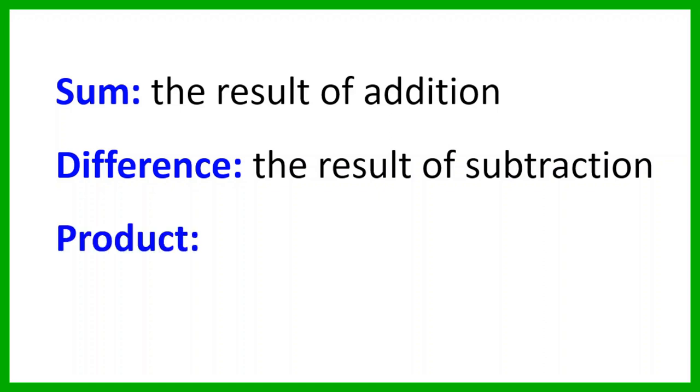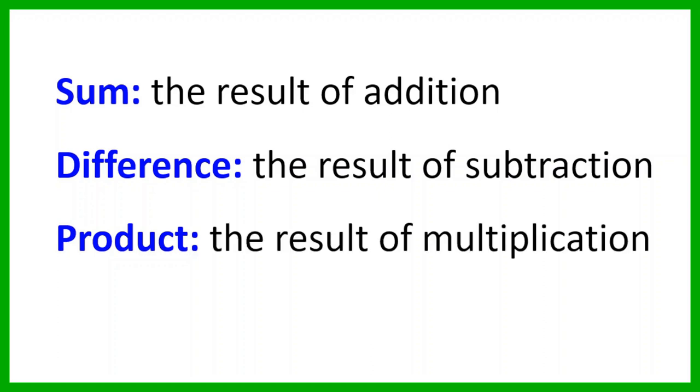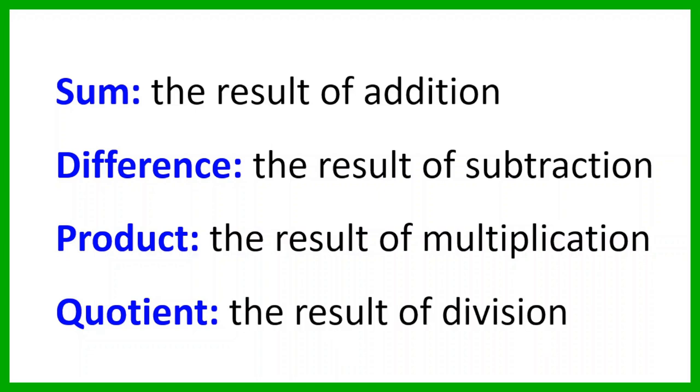Next, we've got product. The product in maths is the result of multiplication. If I want to find the product of two values, I'm going to multiply them together. I'm going to times them together. And then the last one is the quotient. If I want to find the quotient of two values, that is the result of division, so I need to divide one by the other. Those are four terms that you need to be familiar with when we are working with maths in general, but particularly in the section that we're going to be doing now.